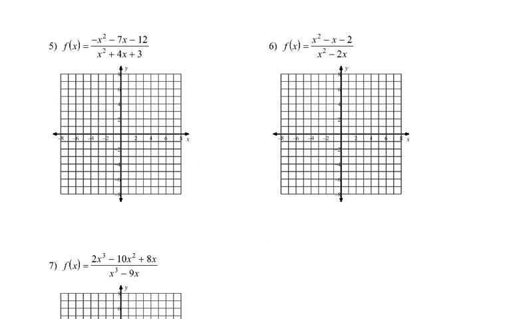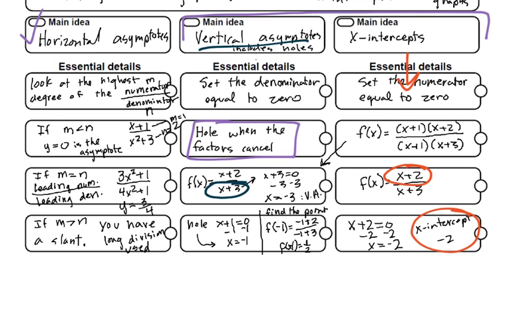Okay. So once again, horizontal asymptote, you look at the highest degree. If the degree on top is smaller than the degree on the bottom, it's the x-axis. If the top degree is bigger than the bottom, it's a slant, and we'll show you how to do that one. If they're equal, you take the leading coefficients, and that becomes your horizontal asymptote.